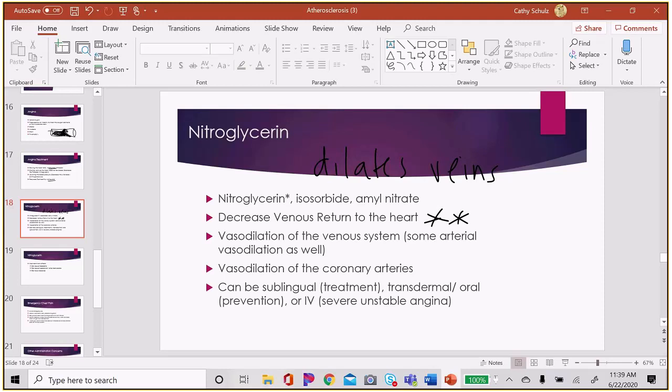I can give nitroglycerin in many different ways. I could give it sublingually as a treatment for acute chest pain. I could give it IV for someone who has unstable angina or myocardial infarction. Or if I have a patient that has chronic angina in which they experience angina off and on frequently, then I can try to prevent angina from happening by giving them a daily medication, either orally or transdermally.